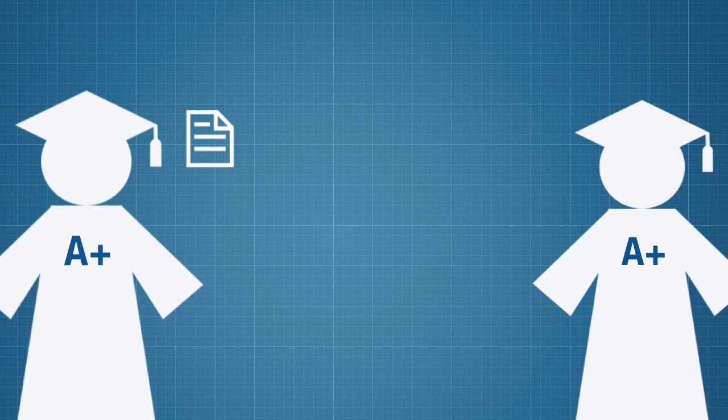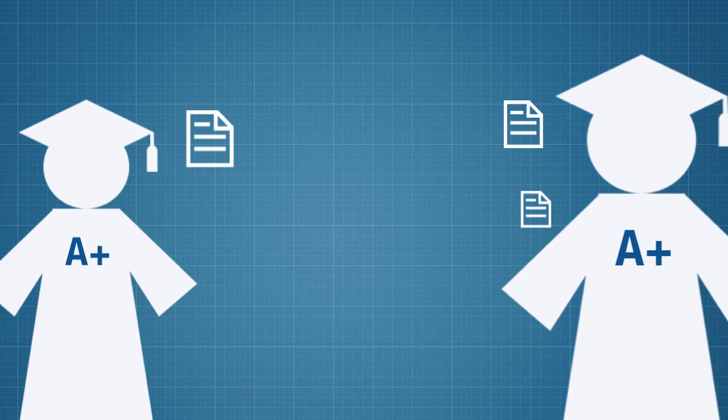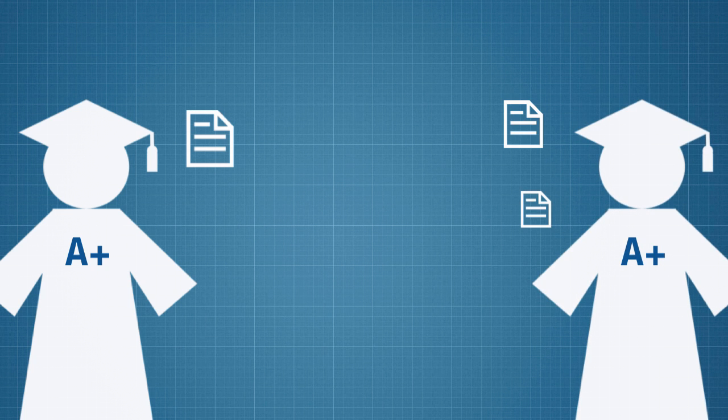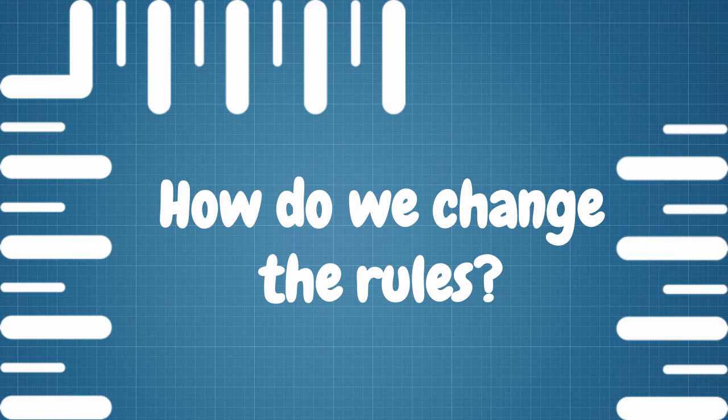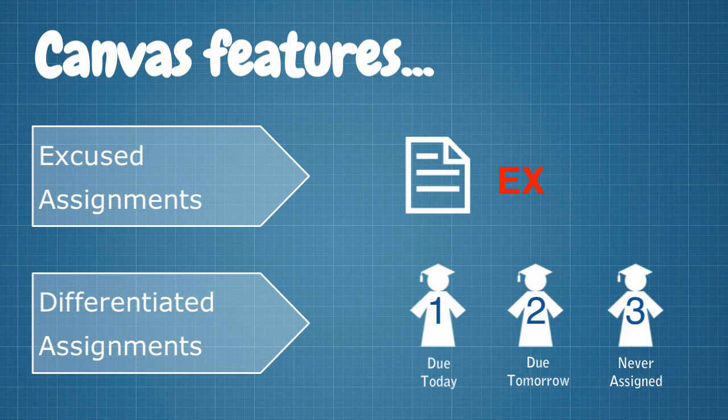From an honors student who needs to complete a special assignment to a student needing an alternative assignment for a missing class or deepening their knowledge, there are a variety of reasons faculty may need to make exceptions or differentiate grading and assignments for one or more students. But how do we change the rules for just one or a few students without confusing other students or our own gradebook? Canvas has two features that make this easy.